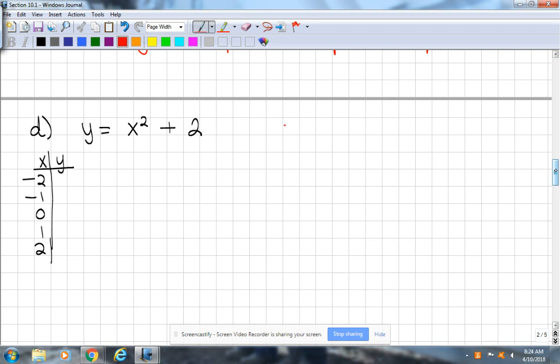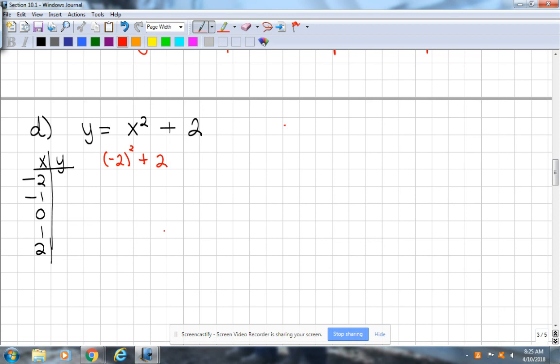So now let's see what happens if we add or subtract with our x squared. So we're going to plug in our -2, -1, 0, 1, and 2. This time into the equation y equals x squared plus 2. So first we're going to do -2 squared plus 2.